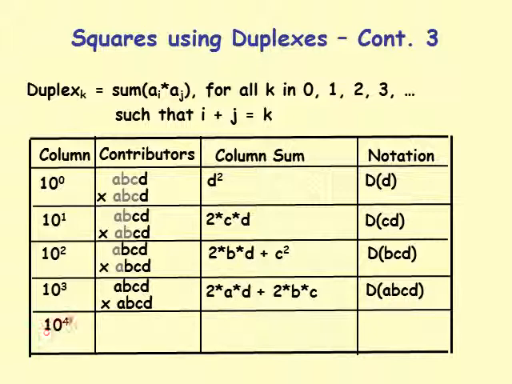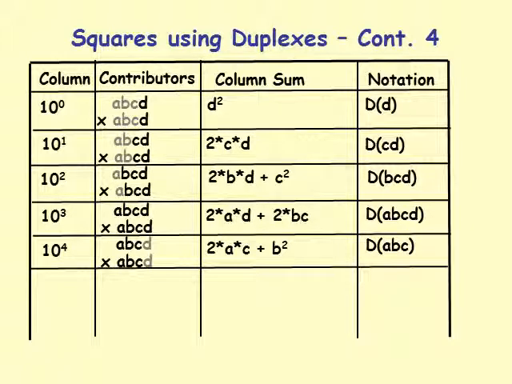So the next column is 10 to the power 4. Let's see now who the contributors are. This units digit does not contribute anymore. Only three digits contribute: ABC. So here AC plus AC plus B squared, that's 2AC plus B squared. Here it is crosswise, so that's twice that. And here it is vertical, a single one time that. So that is equal to 2 times AC plus B squared, and that is the duplex of ABC.